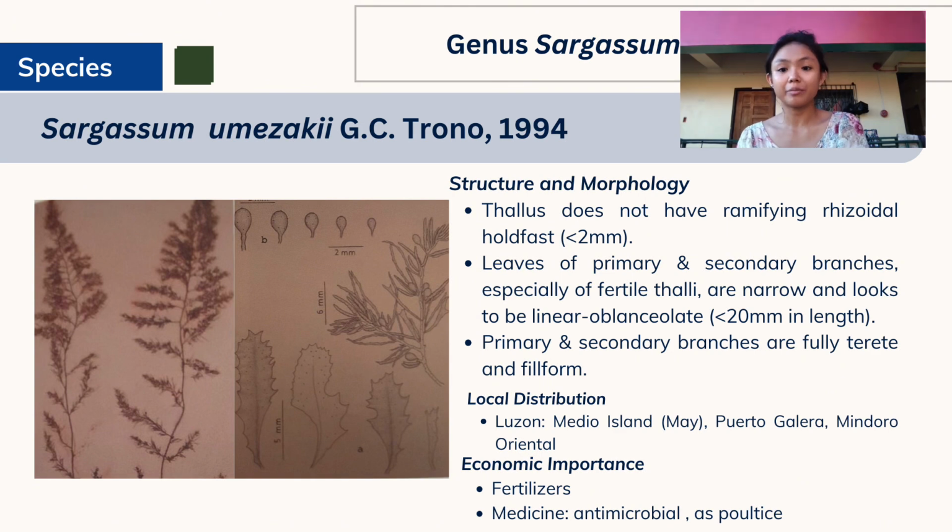They are found in Medio Island in Puerto Galera, Mindoro Oriental. And same as Sargassum sullivanii, they are used as fertilizers and medicine, as antimicrobial in the form of a poultice.